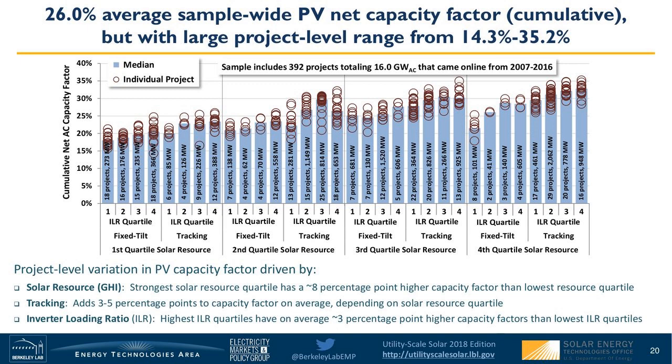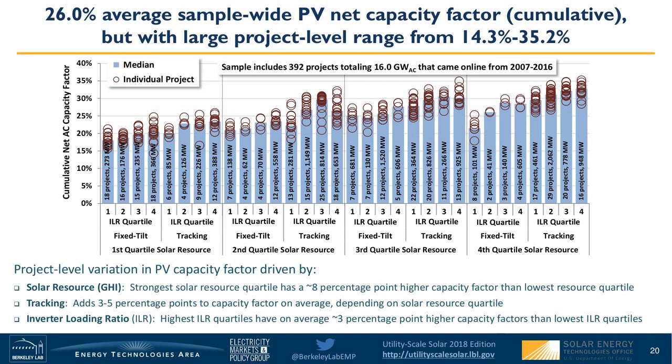As you can see, the overall range in project level capacity factors is quite large, from 14 to 35%, and a good deal of that variation can be explained by the three primary drivers of capacity factor that are broken out on this graph, namely the average quality of the solar resource at the site, whether the project tracks the sun or is mounted at a fixed tilt, and finally the inverter loading ratio that Yo explained earlier. And the relationships here are largely as you'd expect.